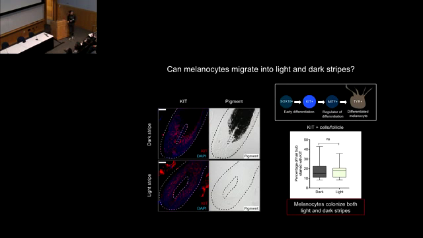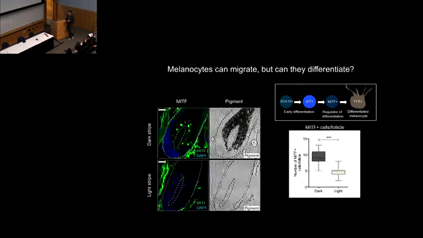Okay, so we know that it's not a cell migration problem, but what about differentiation? And this is where we see the first striking difference, right? When we use this marker that I told you was fundamental for controlling the terminal differentiation of melanocytes, we see that hair follicles from the dark stripe have a lot more cells expressing MITF than hair follicles from the light stripe. And not only that, but also the intensity of expression is much higher. I quantified all this, and it's a very robust and reproducible difference.